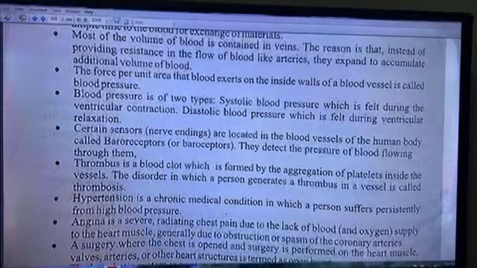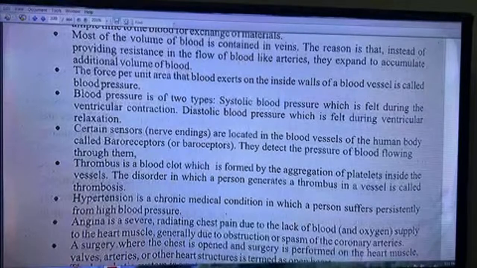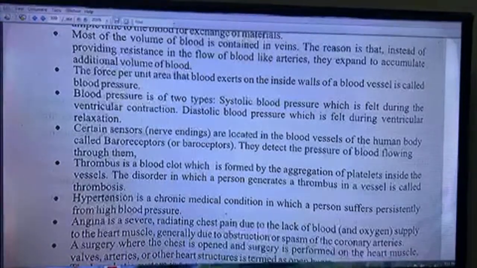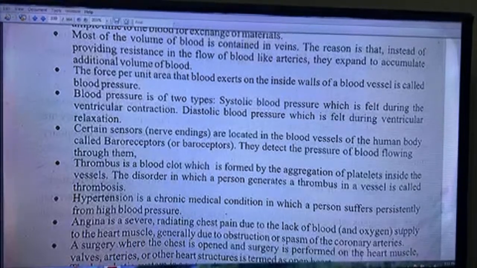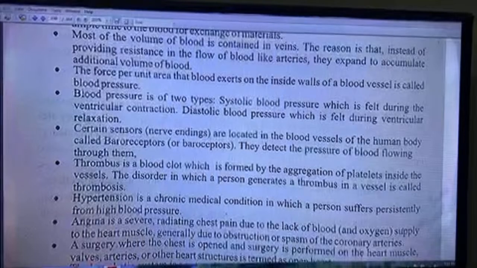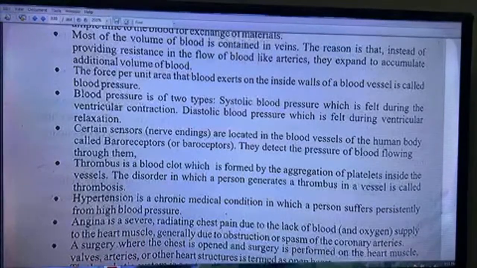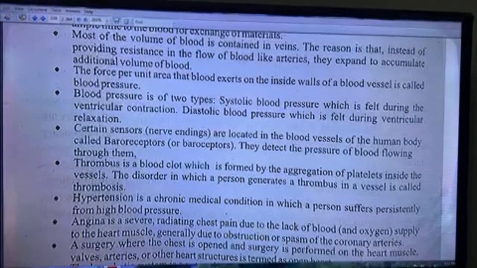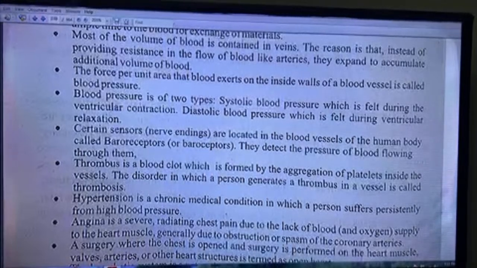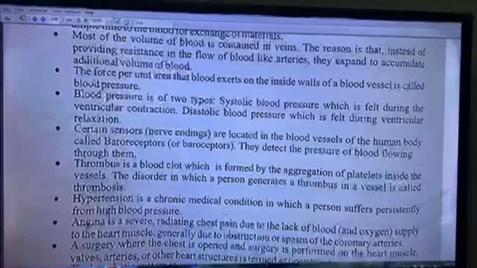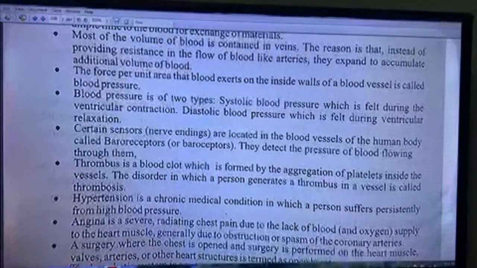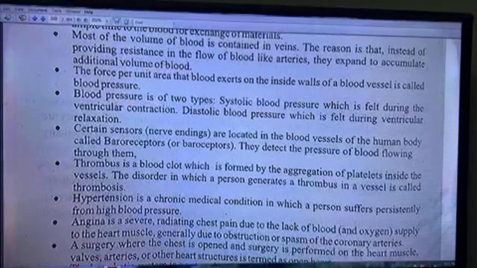Most of the volume of blood is contained in veins. The reason is that instead of providing resistance to the flow of blood like arteries, they expand to accumulate additional volume of blood. The force per unit area that blood exerts on the inside walls of a blood vessel is called blood pressure. Blood pressure is of two types: systolic blood pressure, which is felt during ventricular contraction, and diastolic blood pressure, which is felt during ventricular relaxation.